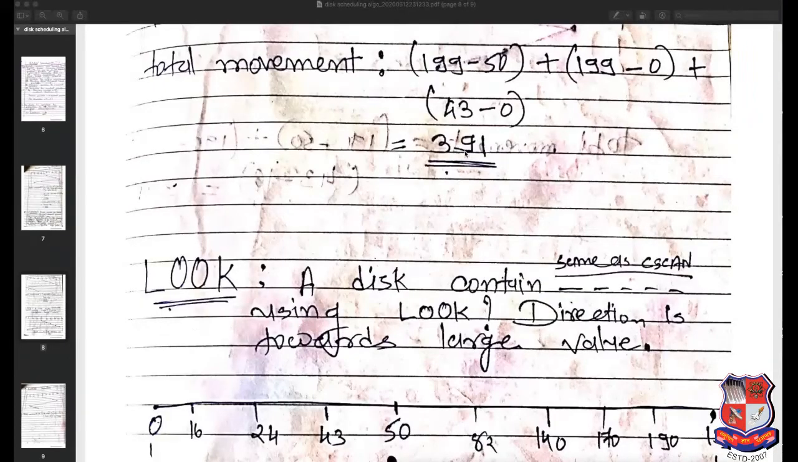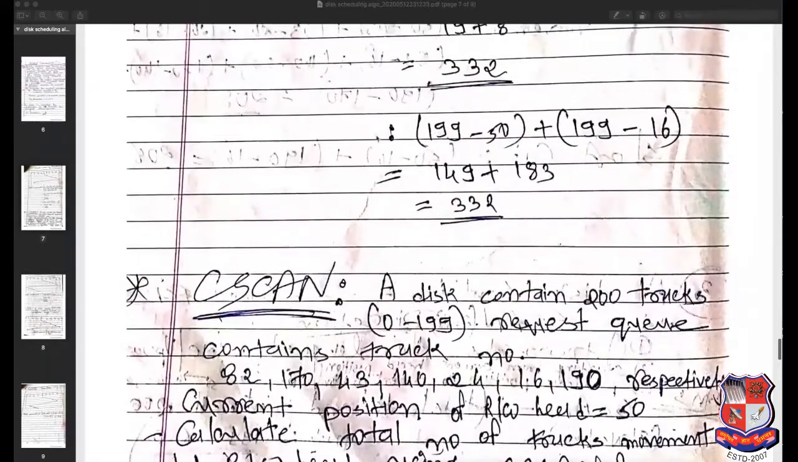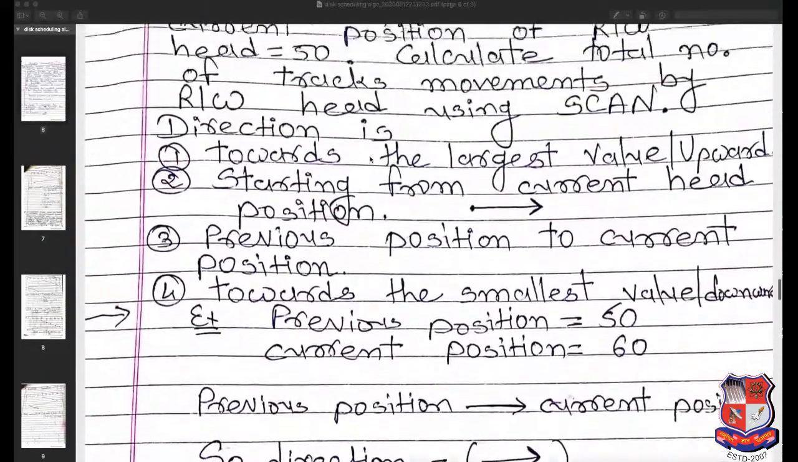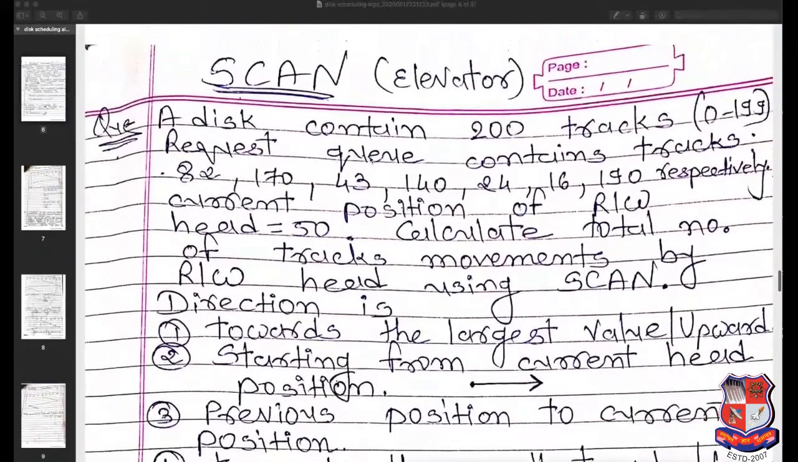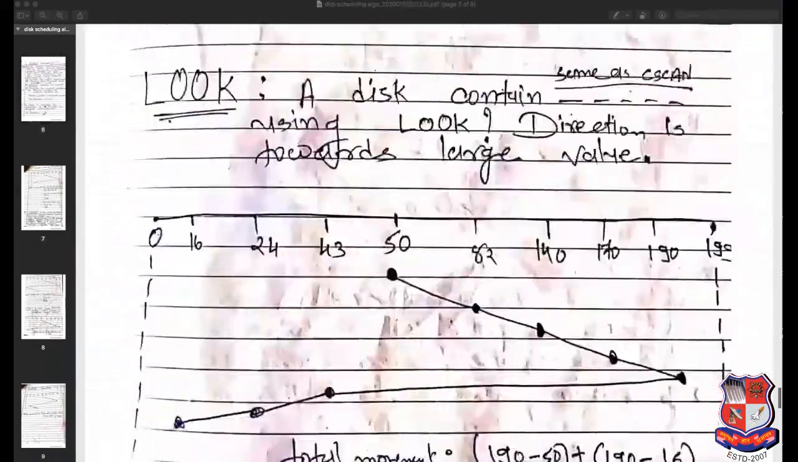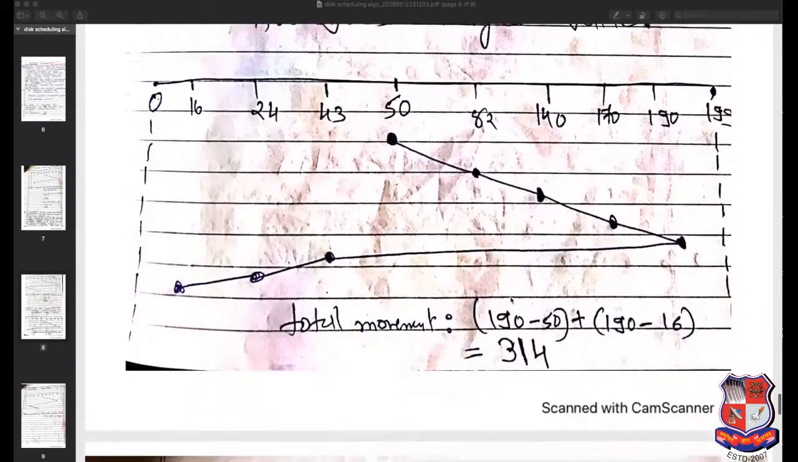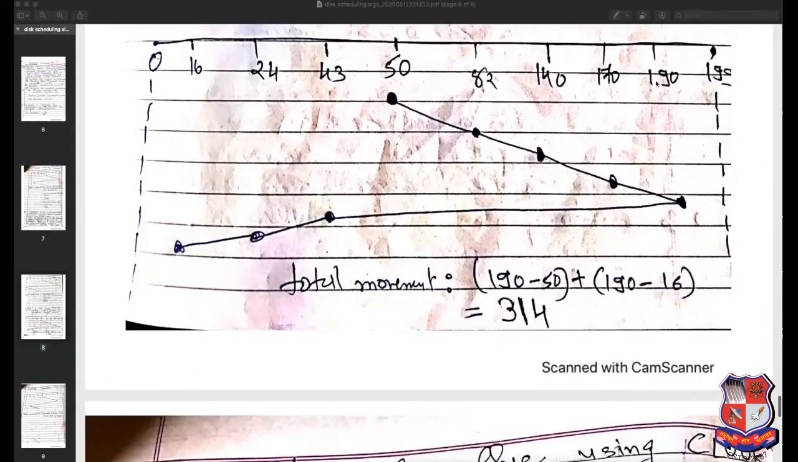Next concept is the LOOK disk scheduling algorithm. I have already explained SCAN and C-SCAN, so I will also explain LOOK and C-LOOK with the same question. In the LOOK disk scheduling algorithm, the total disk is 200, so here 0 to 199.